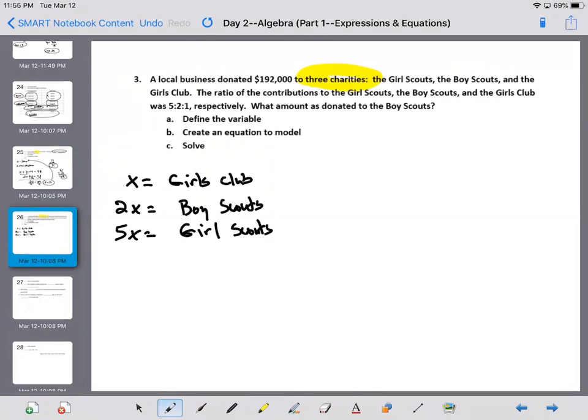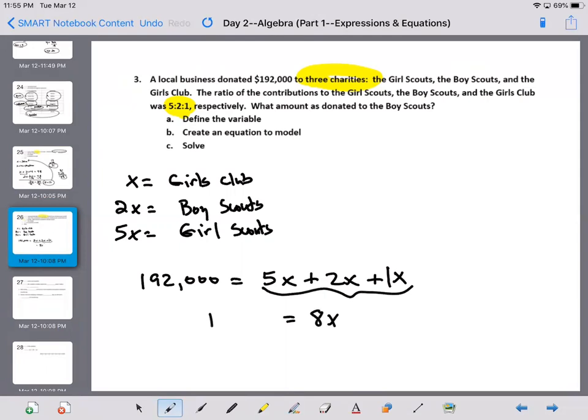So we know there was $192,000 contributed and donated to these. So we would have 5X plus 2X plus X. I'm just going to write the 1 because we can see that that is that 5 to 2 to 1 with those respective places there. So now let's go ahead and combine our like terms. So this will be 5X, 2X, and 1X. So that's going to be 8X is equal to 192,000.